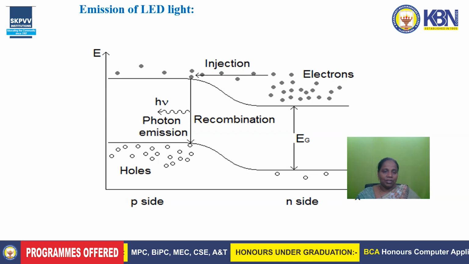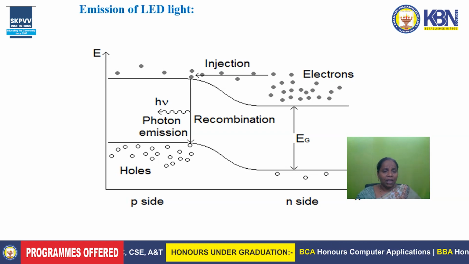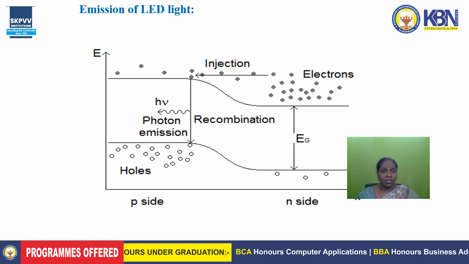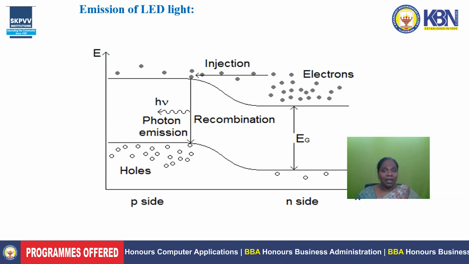While giving energy to the LED, the holes from the lower energy level, the valency band, jump to the upper energy level and meet with electrons. After a very short time, almost 10 power minus 8 seconds, they recombine and get back to the valency band. In that process, additional energy from the electrons is released in the form of light. That is the process of emission in an LED.